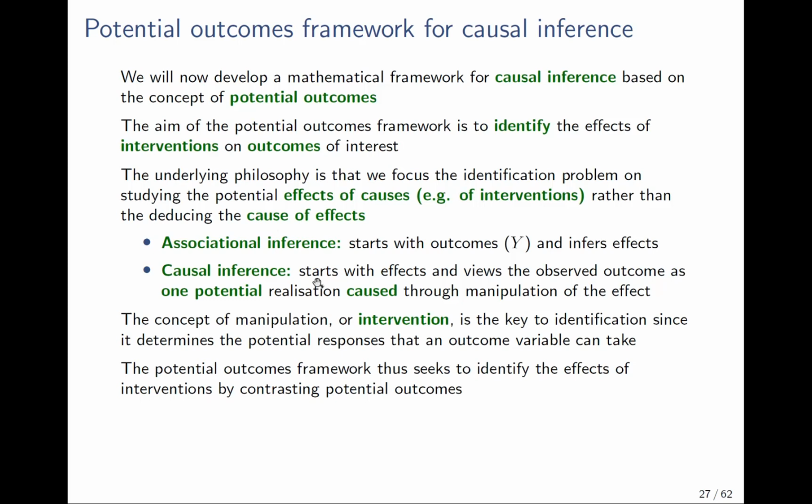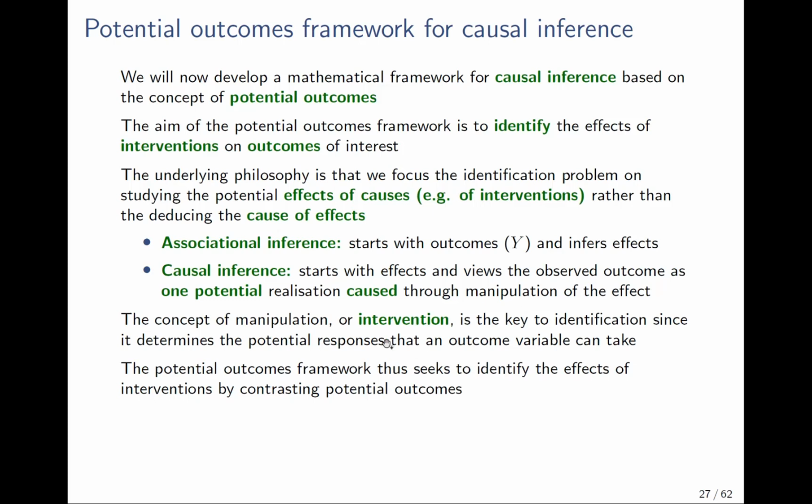Causal inference takes a different perspective. It starts not with the outcome, but with the effects. And it views the observed outcome as one potential realization caused through manipulation of that effect, where the effect is our intervention of interest. So the idea being that if we'd intervened in some different way, if we'd manipulated the effect differently, then that would have produced a different outcome, or what we're going to call potential outcome.